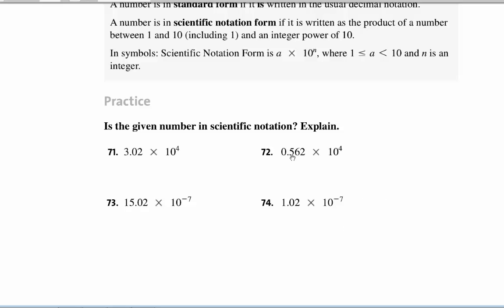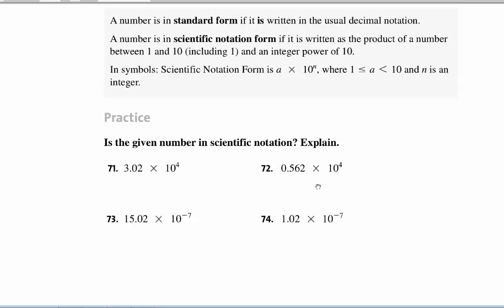So for practice, it says, is the given number in scientific notation? Explain. When I look at 72, the answer is no, because my first digit is 0. And we're told that we have to be between 1 and 10, and we're allowed to include the 1. So number 72 is going to be no.